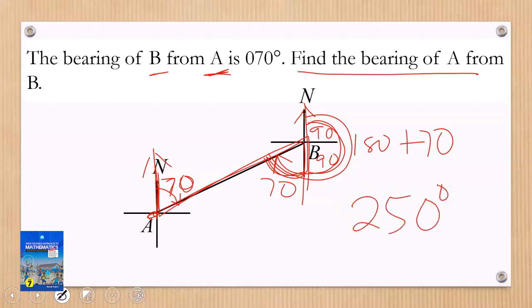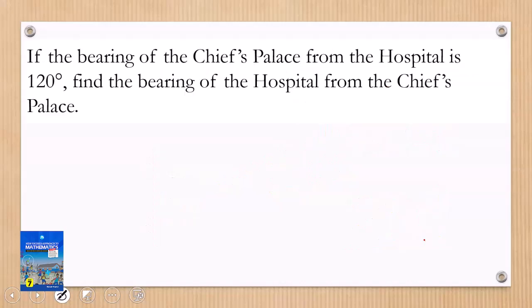So it means that the bearing that took me from A to B was 70, but the one that will bring me back is 250 degrees. That is how we find the bearing. We'll use the formula to do this again.